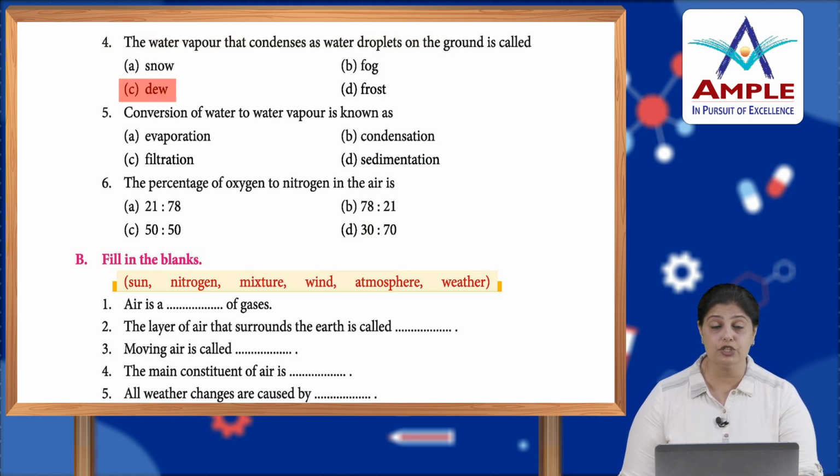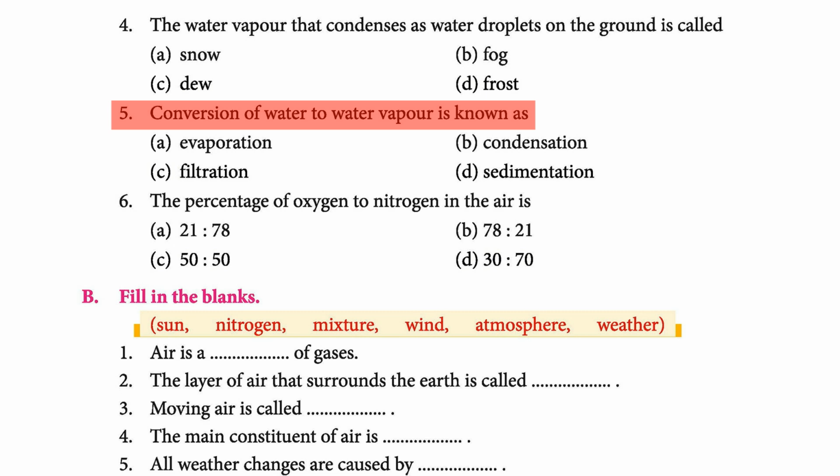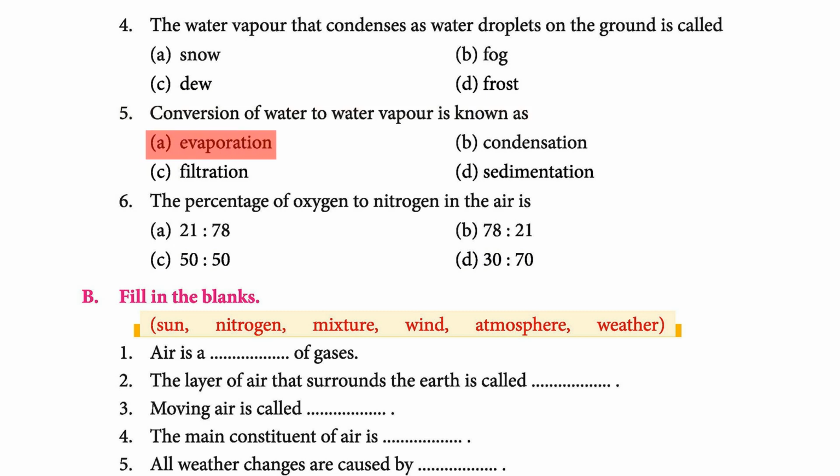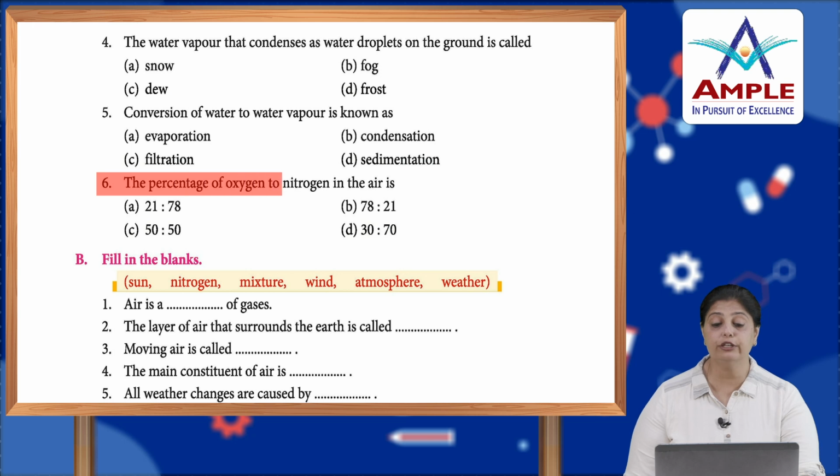Okay, water droplets, dew. Now, the conversion of water to water vapor is known as evaporation. The percentage of oxygen to nitrogen in the air is A) 21:78, B) 78:21, C) 50:50 or D) 30:70. The answer is 21% oxygen and 78% nitrogen. So, A, 21 is to 78.